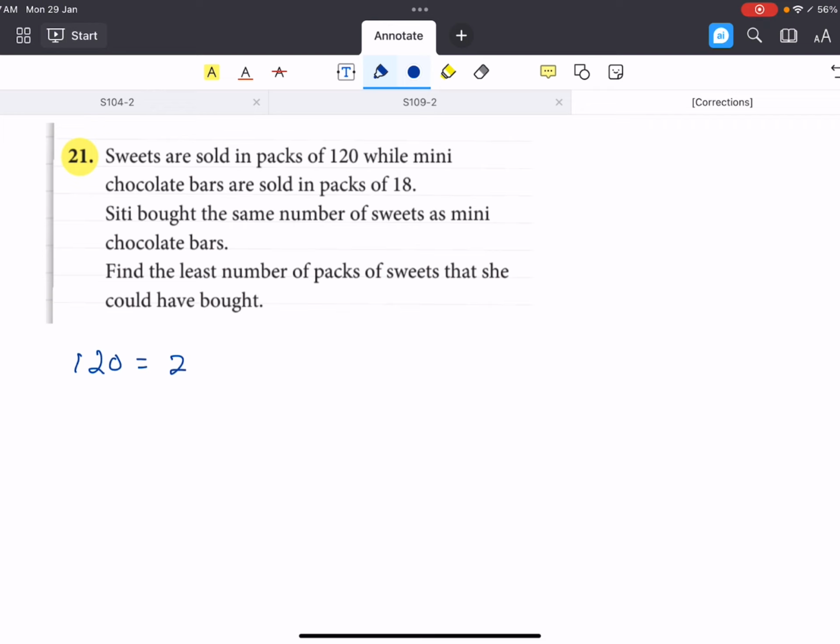2 to the power 3, yes, that's what my calculator says, times 3 times 5, and then 18 is 2 times 3 to the power 2. So from here, the LCM is going to be 2 to the power 3 times 3 to the power 2 times 5. So that will be 8 times 9 times 5, 360.